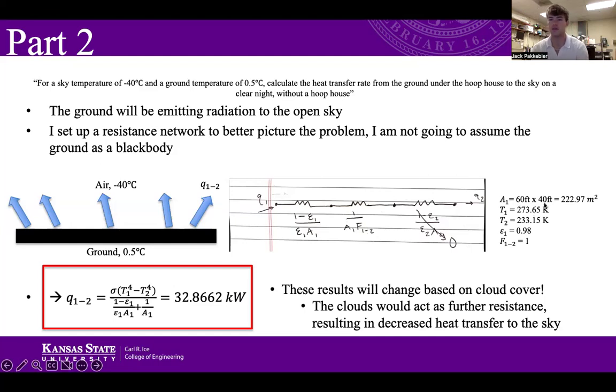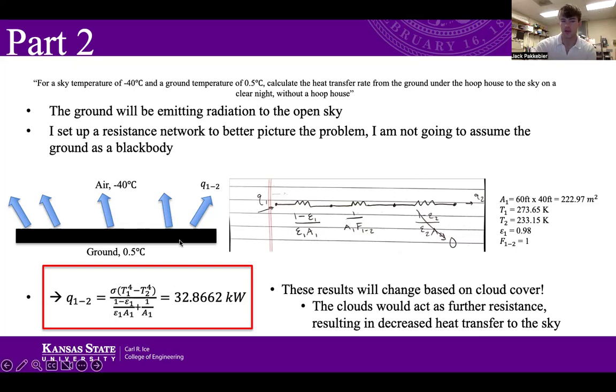It's given that the hoop house area I can calculate as 222 meters. I have both my temperatures, the emissivity of the ground, and then the view factor, which I'll talk about in the next slide. So setting up this resistance network, the emissivities will act as a resistance, where the Q here can act as kind of a current going through the resistance analogy.